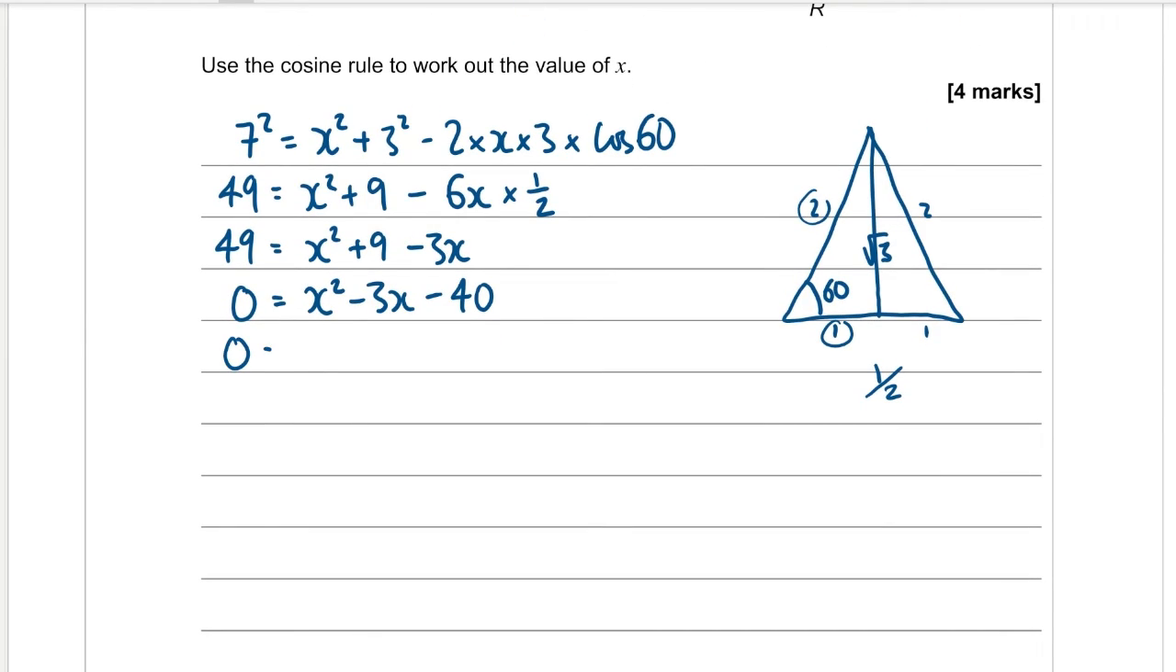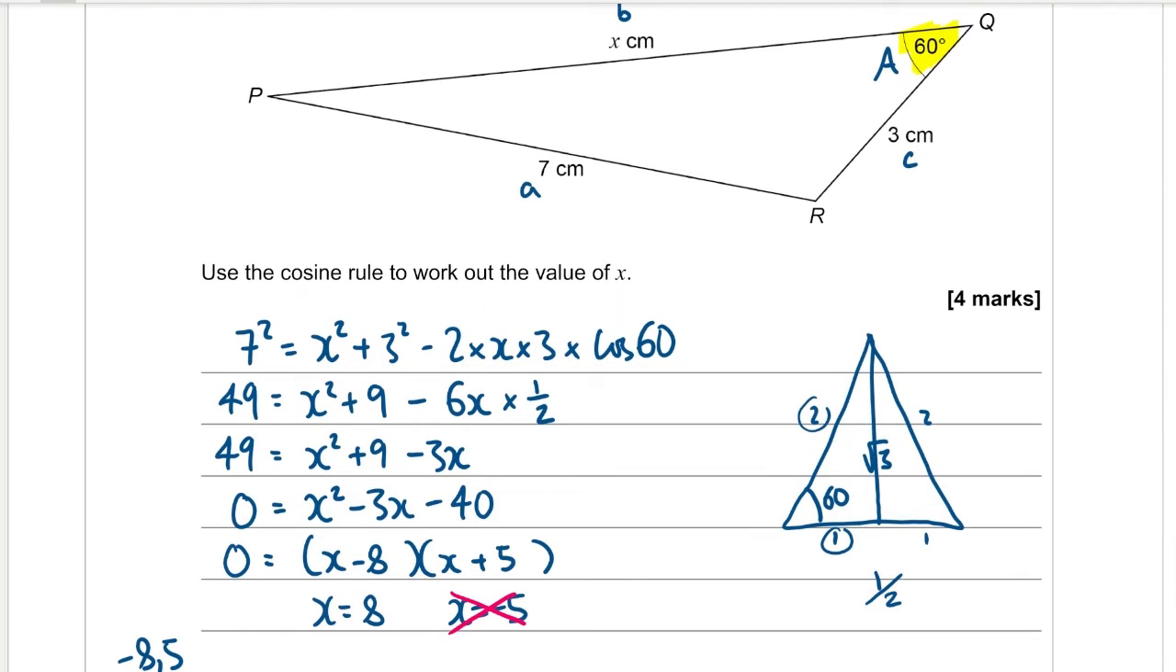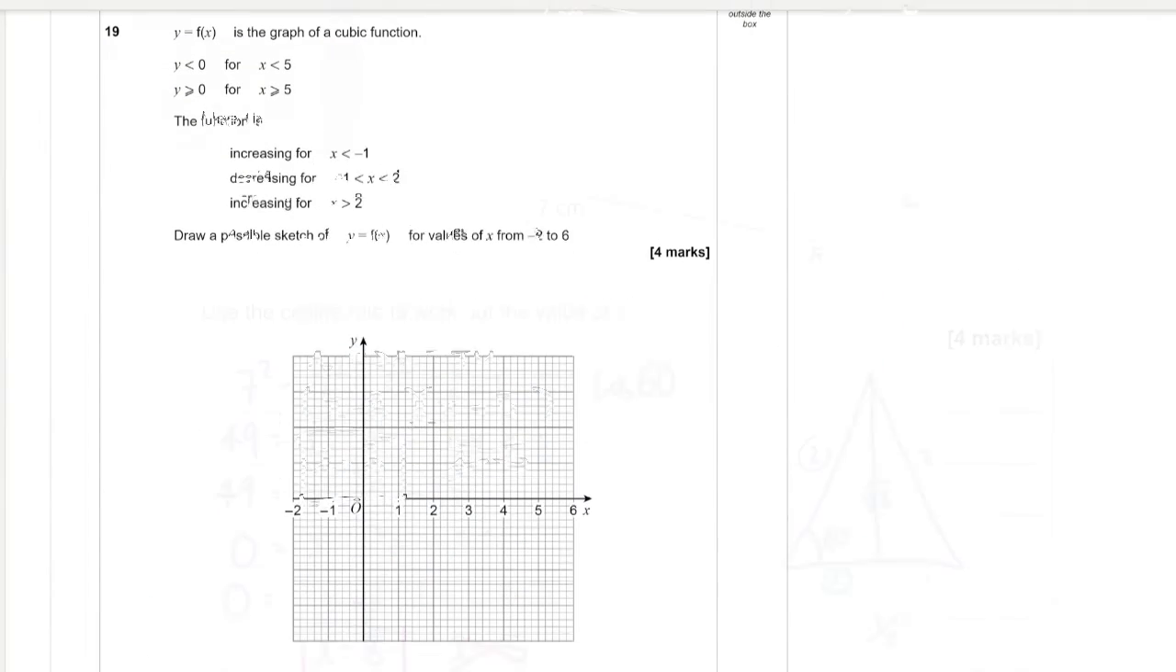And I can factorize that, so I write x, and two numbers to times together to get minus 40, and add together to give minus 3 are minus 8 and positive 5. So I write minus 8 and positive 5. This gives me two solutions, x equals 8 and x equals negative 5. But of course we must reject the negative solution because x represents a distance or a length and it cannot be negative. So only one solution, x equals 8.